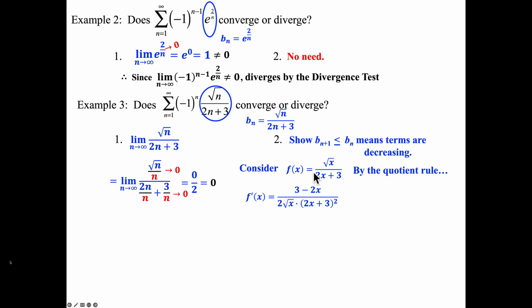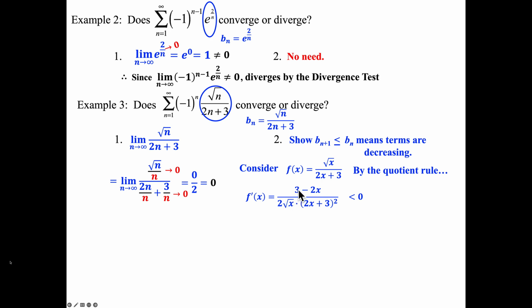If you recall, you take the 2x plus 3, put that in the bottom first, square it. Starts off with 2x plus 3 times the derivative of the top function, minus the square root of x times the derivative of the bottom function. And when it's all simplified, you get this expression, that function right there. So if we can show that this is going to be less than 0, then we know it's decreasing.